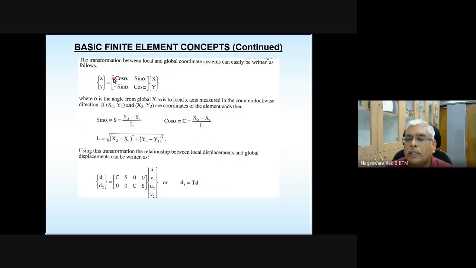To avoid that confusion, you write this vector with local x-axis, local y-axis along one direction and global x-axis, global y-axis along the other. Then this is nothing but the cosine of the angle between local x-axis and global x-axis. This is the cosine of the angle between local x-axis and global y-axis. This is the cosine of the angle between local y-axis and global x-axis. This is the cosine of the angle between local y-axis and global y-axis. Any questions here?